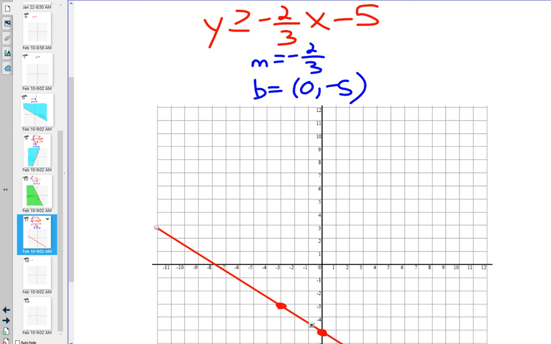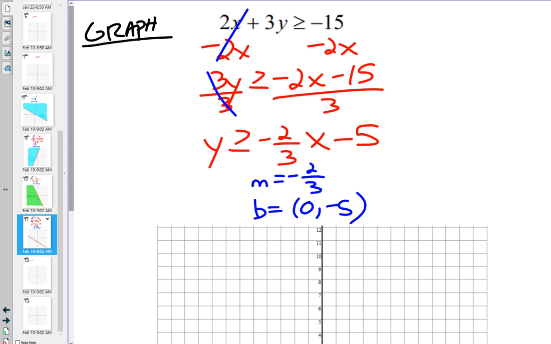Shade? Oh, we're going to shade up this time. Up, yes. Shade the sky. Good.